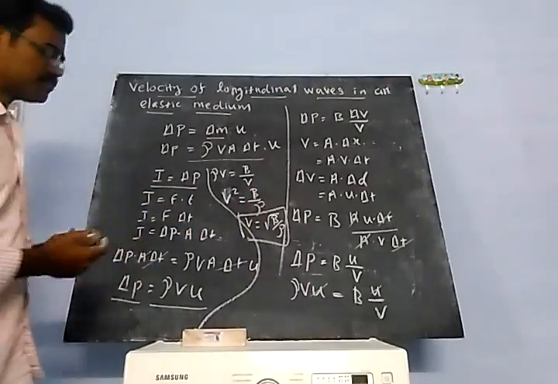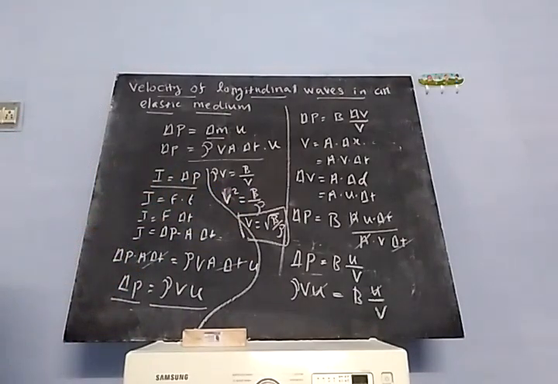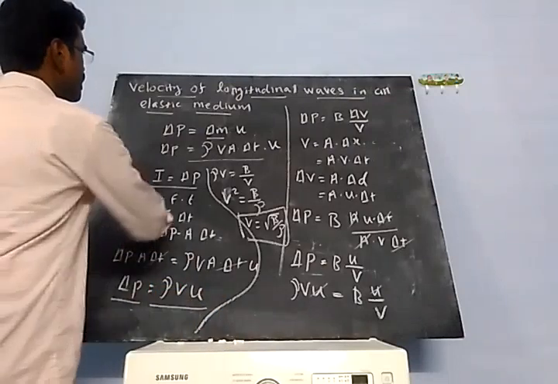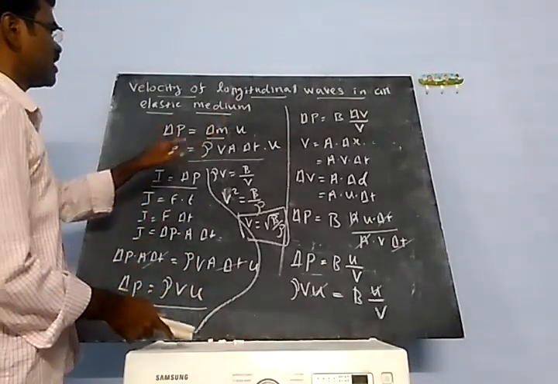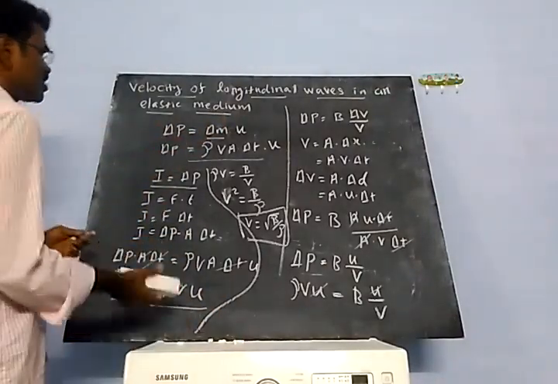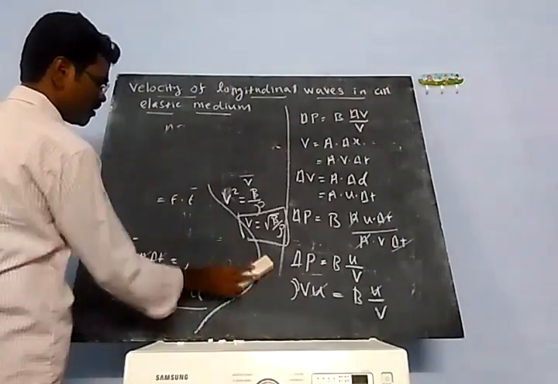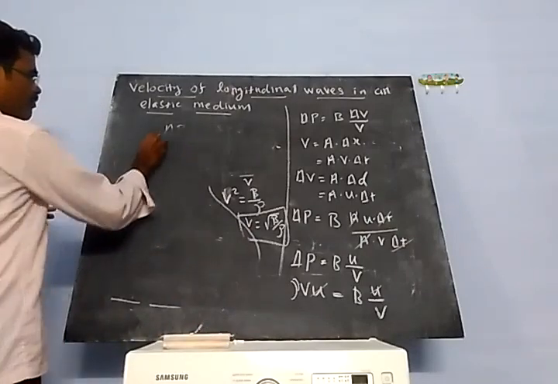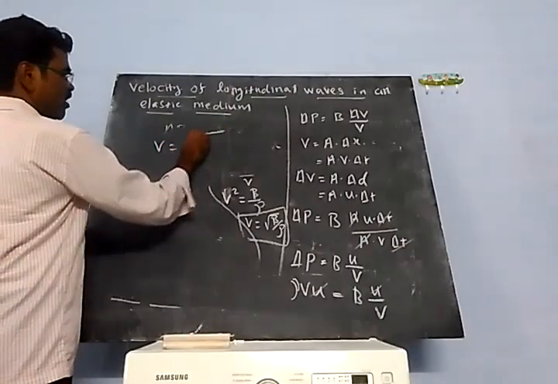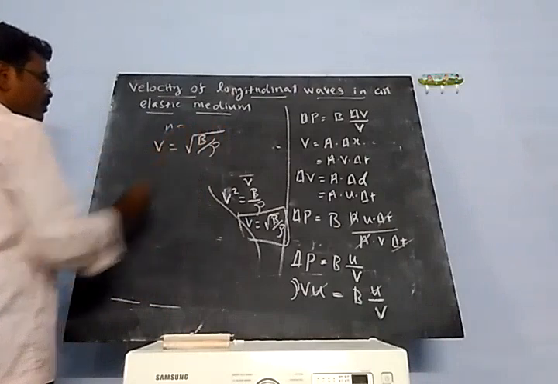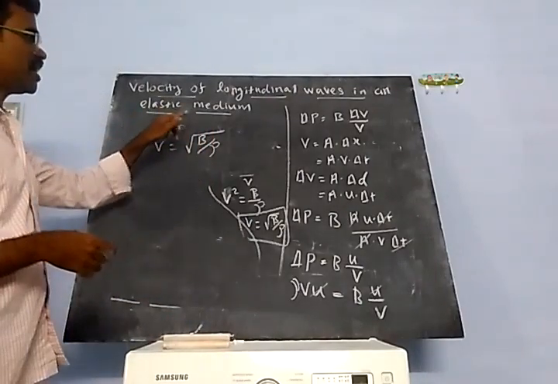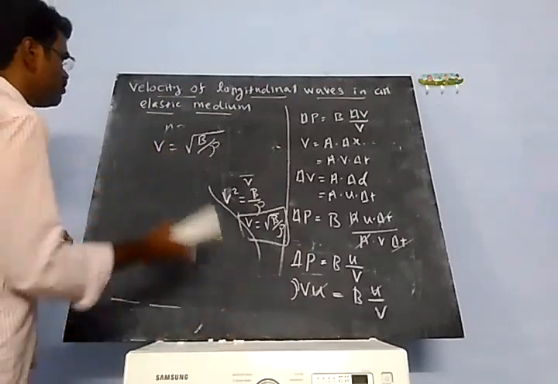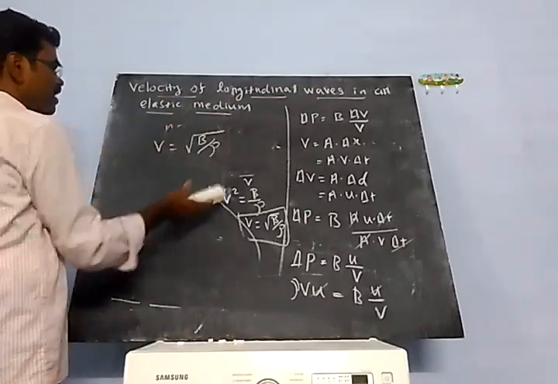Okay, and the case for solid. So this is the velocity of longitudinal waves in an elastic medium. The formula for the velocity of longitudinal waves in an elastic medium is V is equal to square root of B by rho.